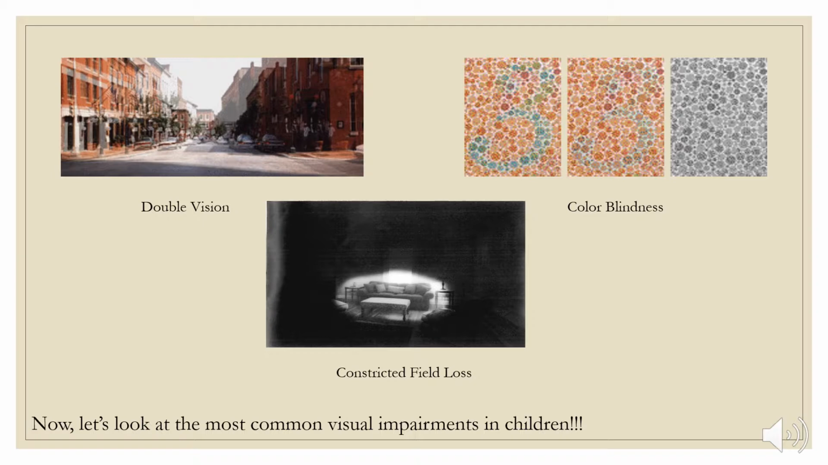A person with color blindness has trouble seeing red, green, blue, or a mixture of these colors. The most common type is red-green color blindness, where red and green are seen as the same color. A visual field defect, or constricted field loss, can be a blind spot or a blind area within the normal field of one or both eyes. In most cases, the blind spots or areas are persistent.